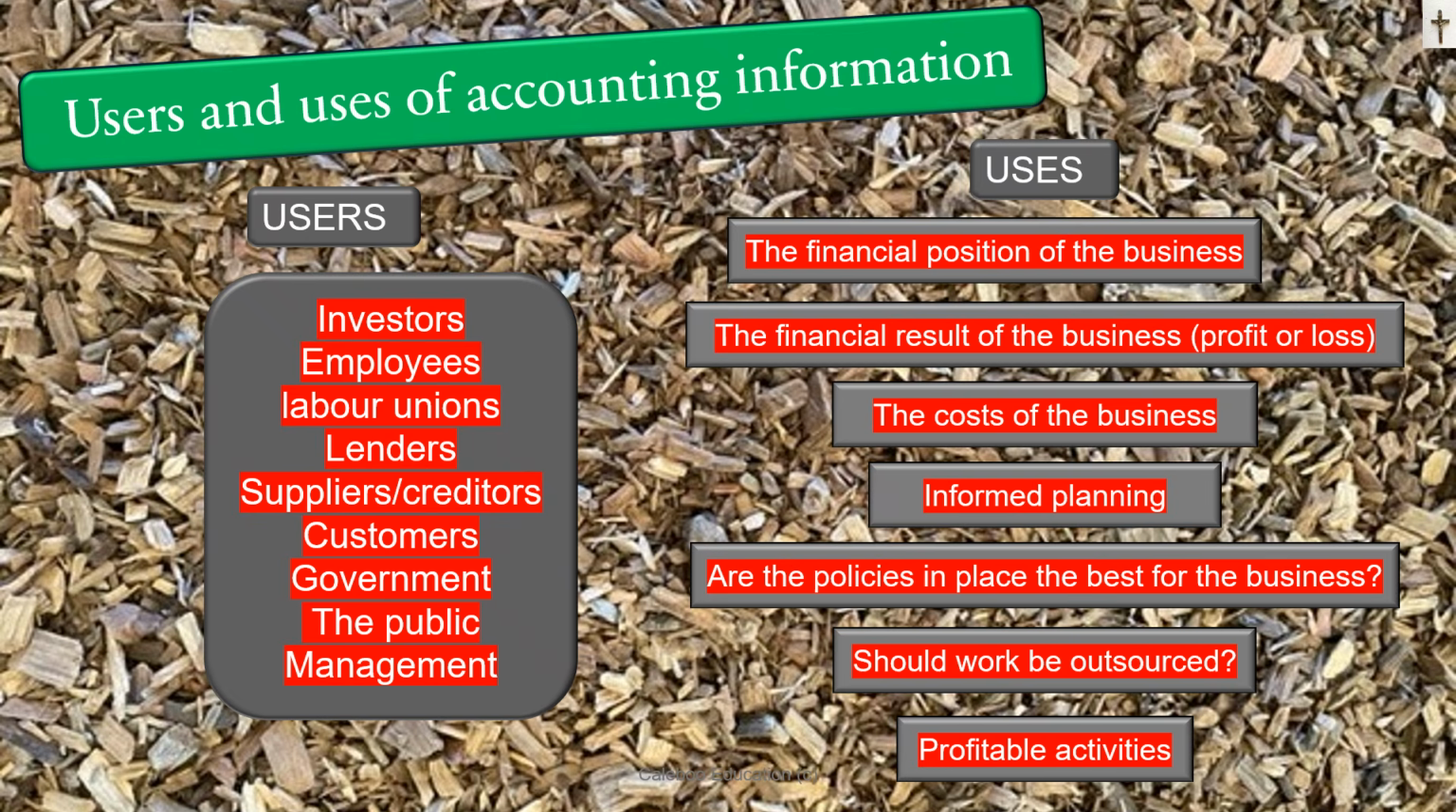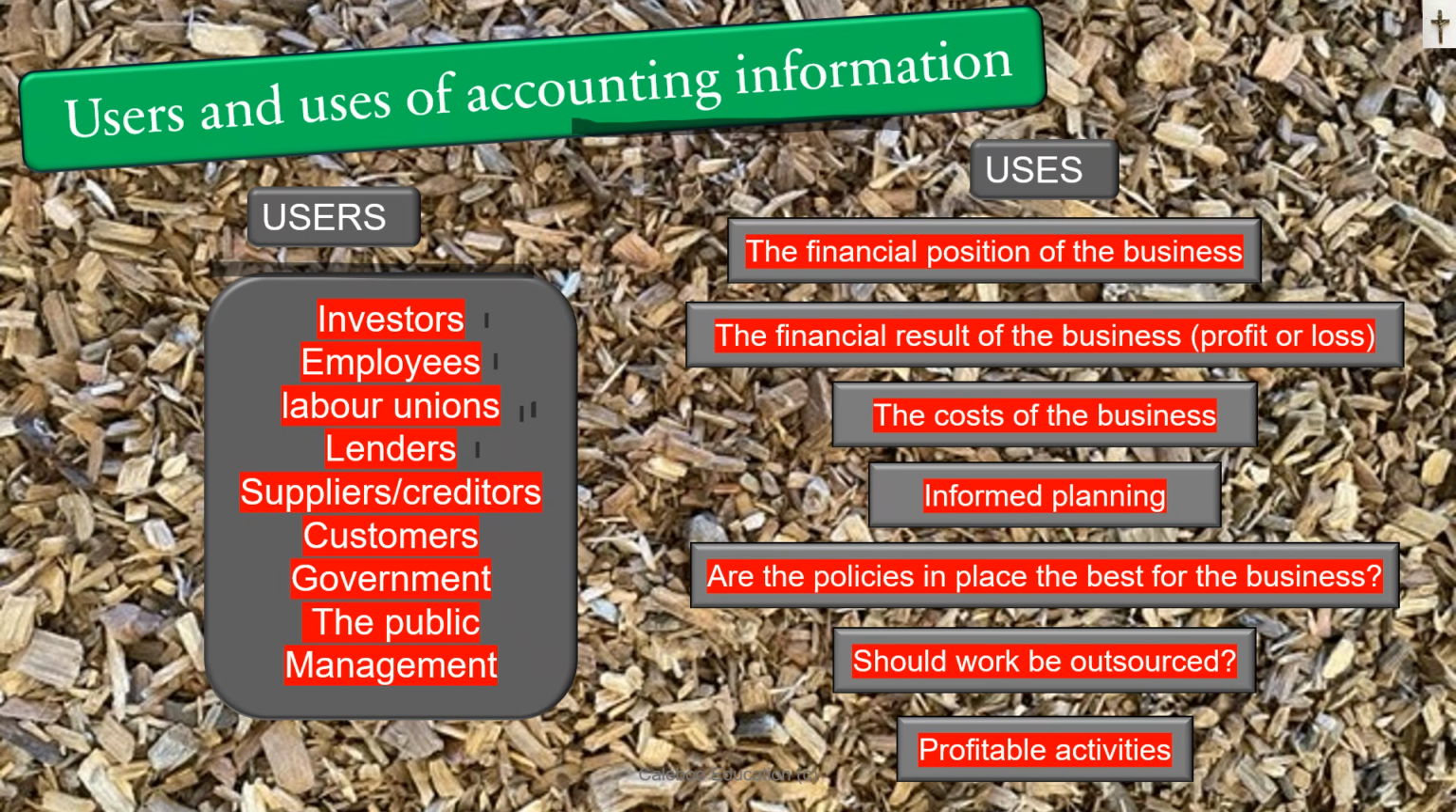Right, users and uses of accounting information. There you've got your users. Investors: people might want to buy shares in your business if it's doing well, so they want to see the financial records, the accounting records. Employees are concerned about whether they're getting fair remuneration, fair pay, so they would be concerned if the business is profitable or not. Labor unions are concerned about the company's financial statements to see if all the members of the labor unions are being treated correctly.